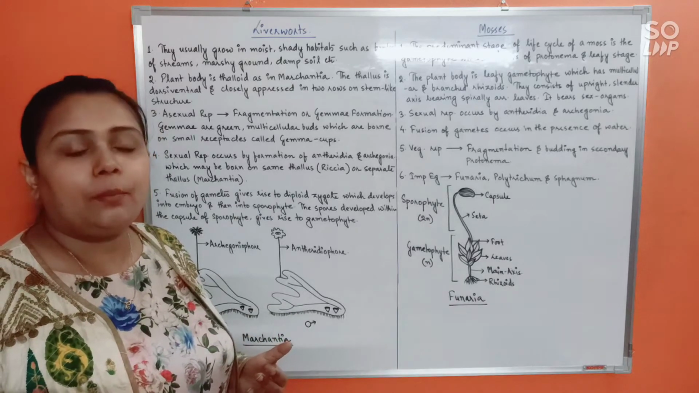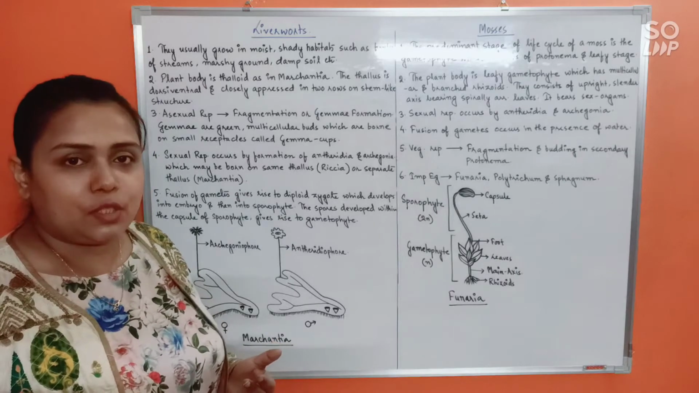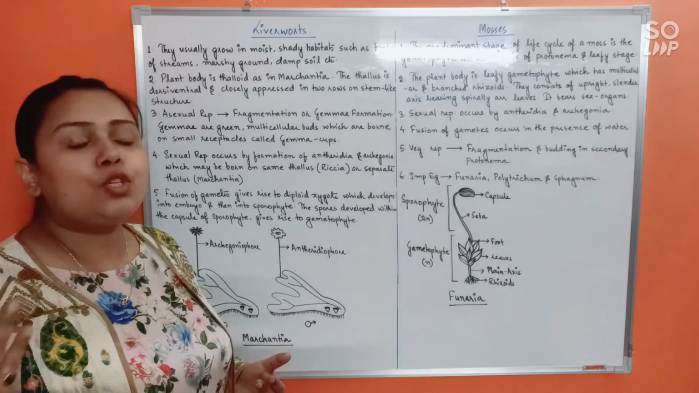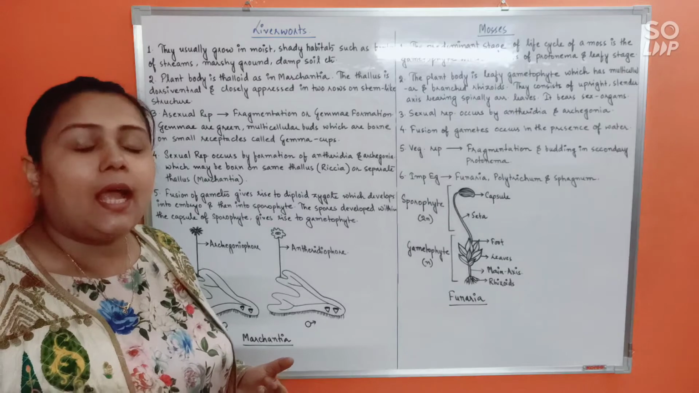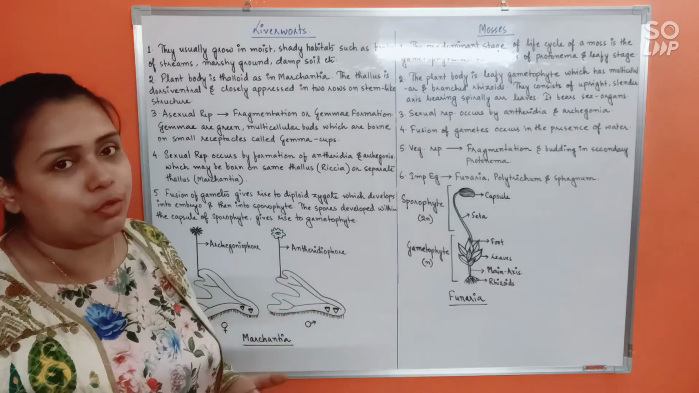Embryo will grow up to become a sporophytic plant body, which will have foot, seta and capsule. Inside the capsule, spores will be generated by meiosis. And those spores, once released, will germinate and give rise to a gametophyte.